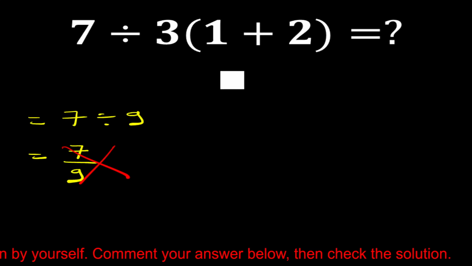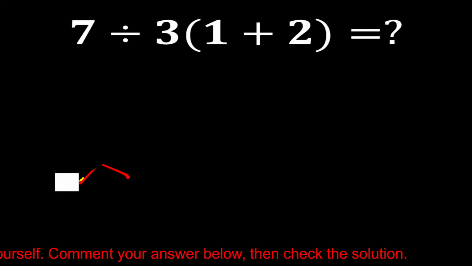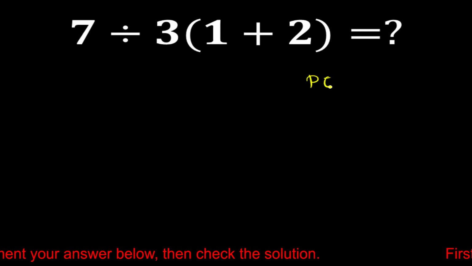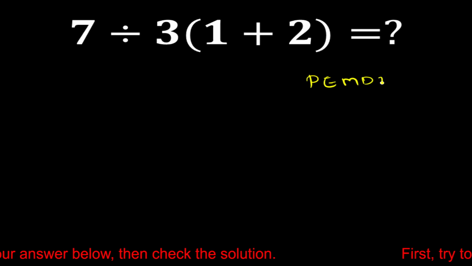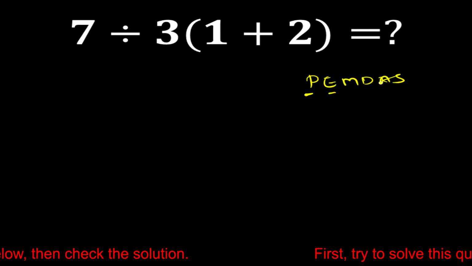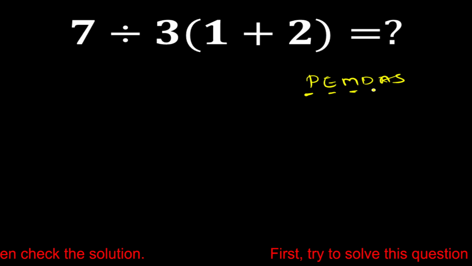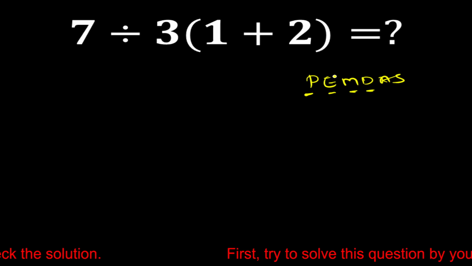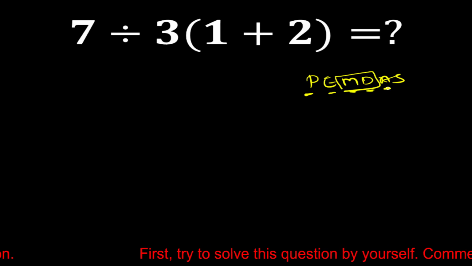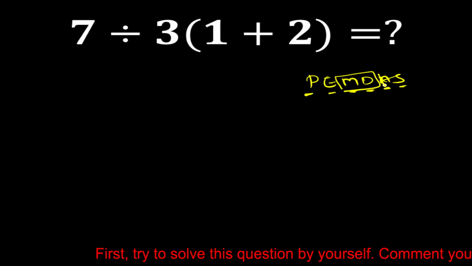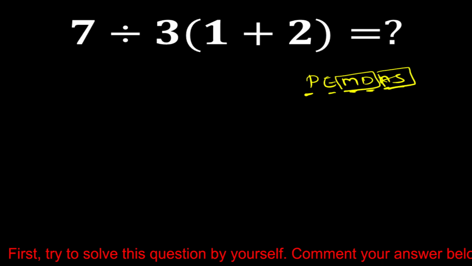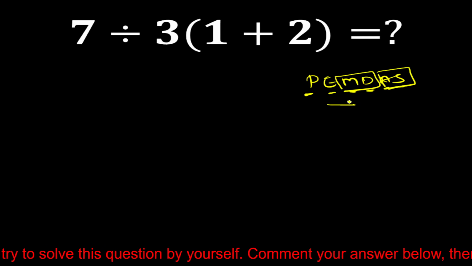So now let's solve this equation correctly by using the PEMDAS rule. Okay, P is equal to parenthesis, E is equal to exponent, M is equal to multiplication, D is equal to division. Multiplication and division have the same priority, and A is equal to addition and S is equal to subtraction. And also addition and subtraction have the same priority. Therefore we have to solve it from left to right.